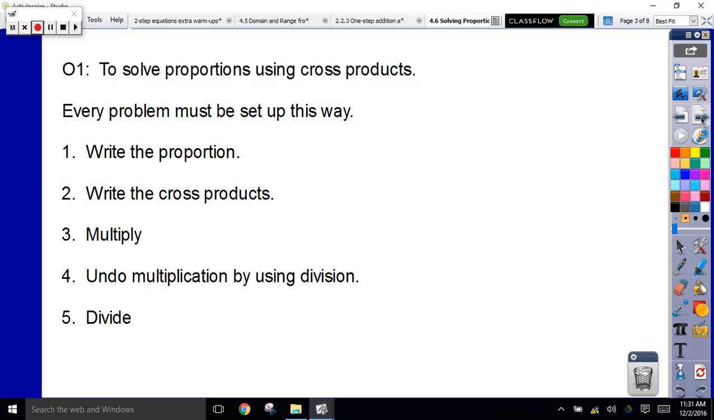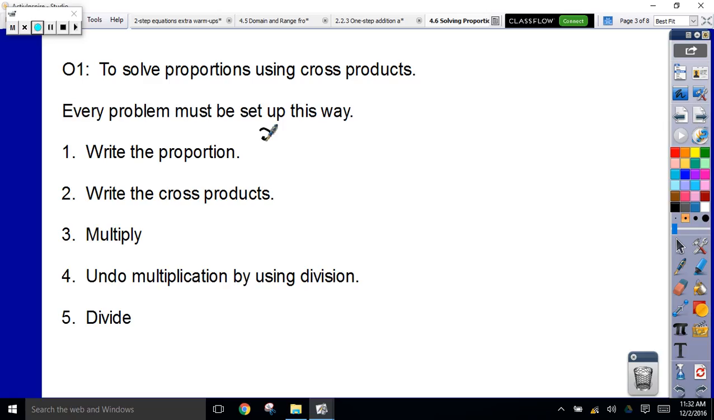Okay, so here's how I want you to set up your proportions using cross products. This is just your list of steps. First, I want you to write the proportion down. Say you're doing a problem out of your textbook. If you're doing a worksheet, the proportion's already there, you don't have to write it down. But if you are working in your textbook, you should write the problem down first.